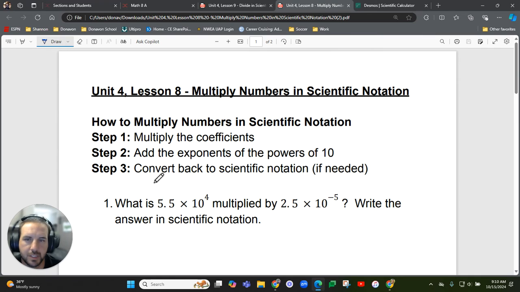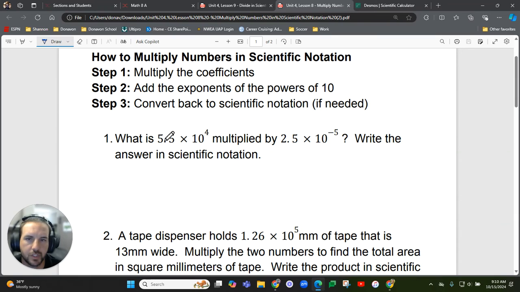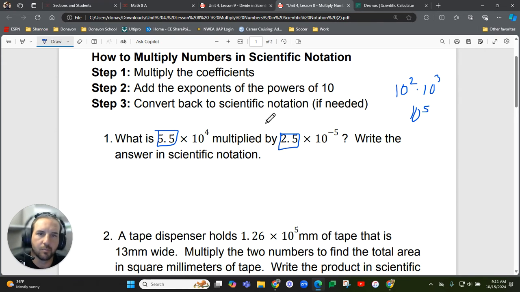There are 3 steps to multiplying numbers in scientific notation. The first step is to multiply the coefficients, so in this example we would multiply these 2 numbers. Then we add the exponents of the powers of 10. Just like 10 to the second times 10 to the third, the rule was we added the exponents, so that is 10 to the fifth. Then we convert back to scientific notation if needed.